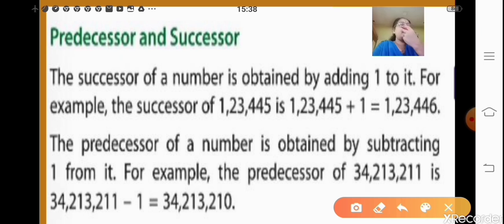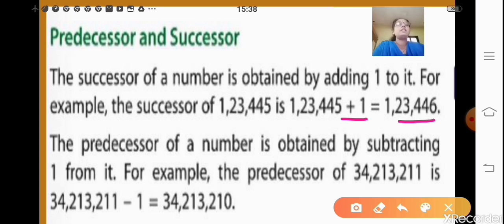Now see the example here. The example is 1,23,445. To find the successor of this number, we will add 1 to it. Now after adding 1, your successor number will be 1,23,446. Now to find the predecessor of a number, you obtain it by subtracting 1 from it.